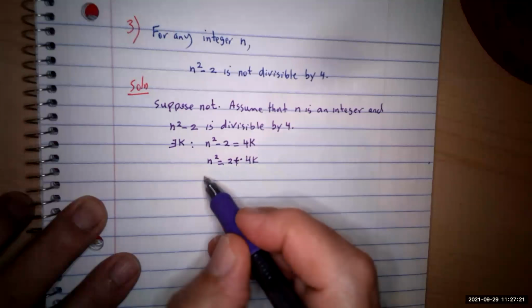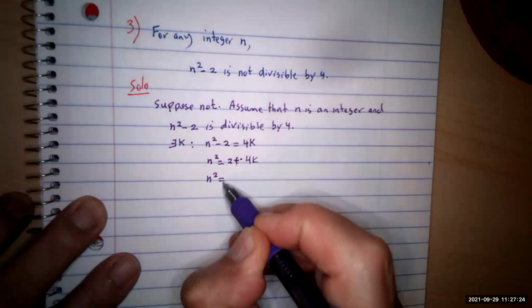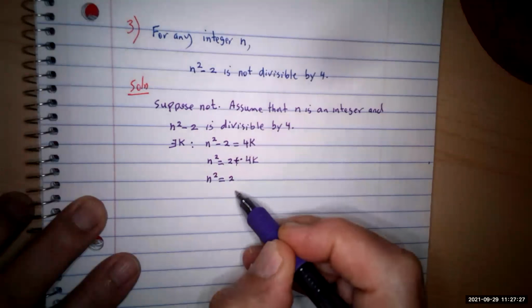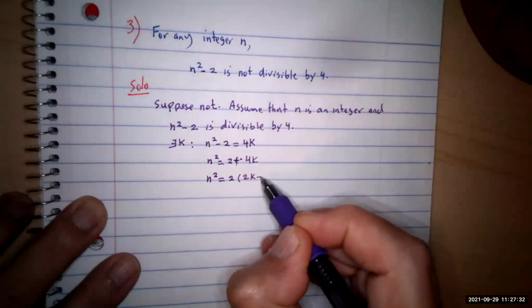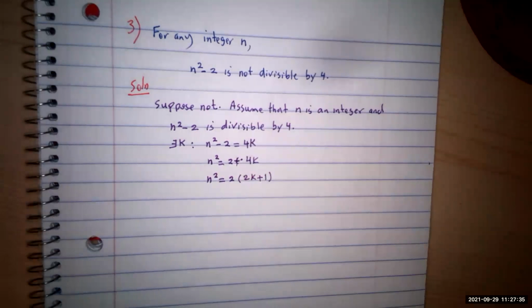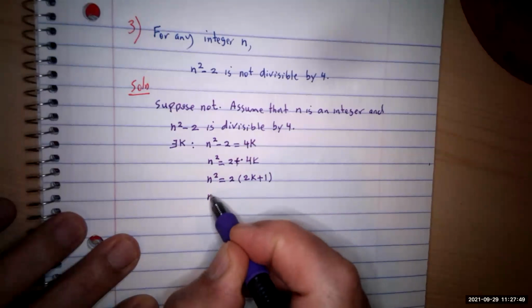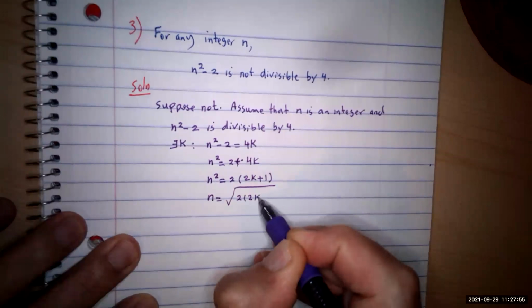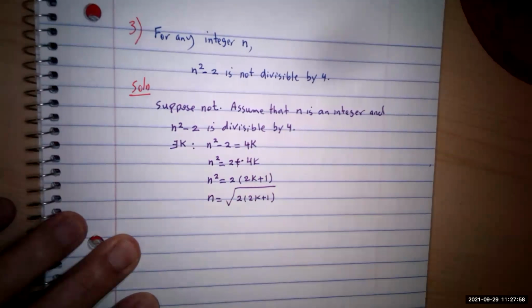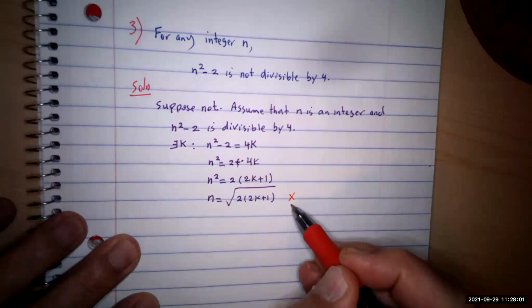Then I can factor out the 2. So that gives me n squared equal to 2 times 2k plus 1. And this is going to be a contradiction. Any suggestion? I can go one more step if you like. I can find the n. n would be the square root of 2 times 2k plus 1. So this is going to be a contradiction.